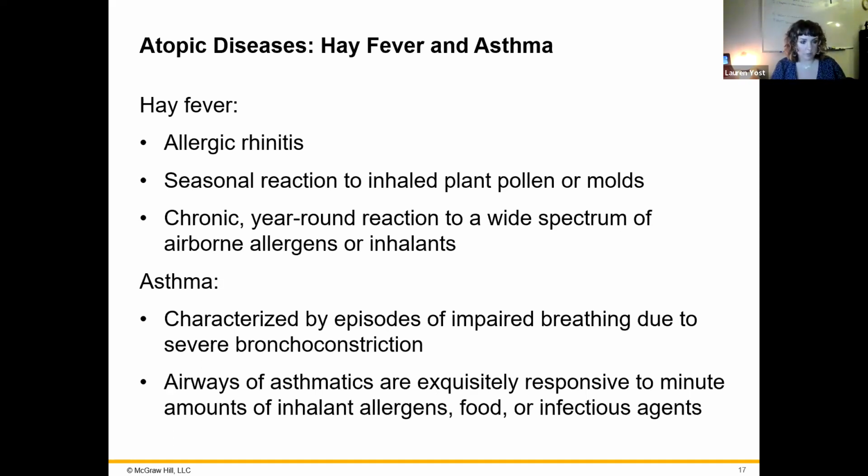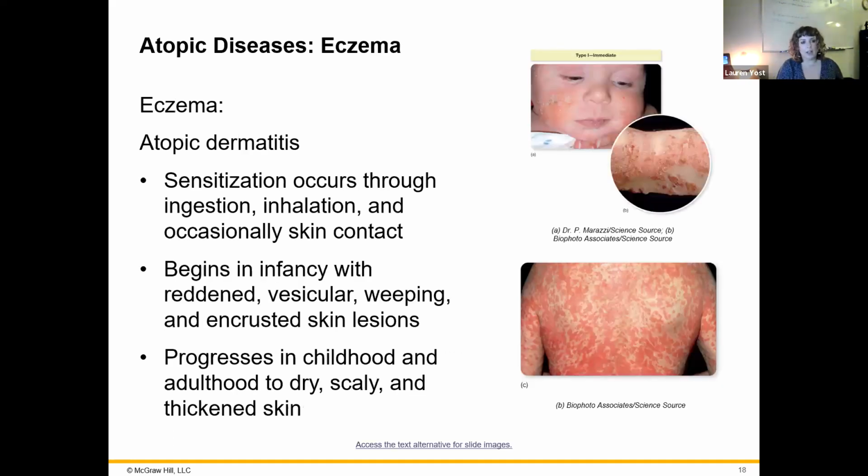It's also possible. So then we have eczema. This is an atopic dermatitis. So atopic being localized, dermatitis being inflammation in the skin. So here you can actually have sensitization through inhalation and ingestion. And sometimes the skin contact, but you notice I'm saying sometimes the skin contact because it's mostly the other two.